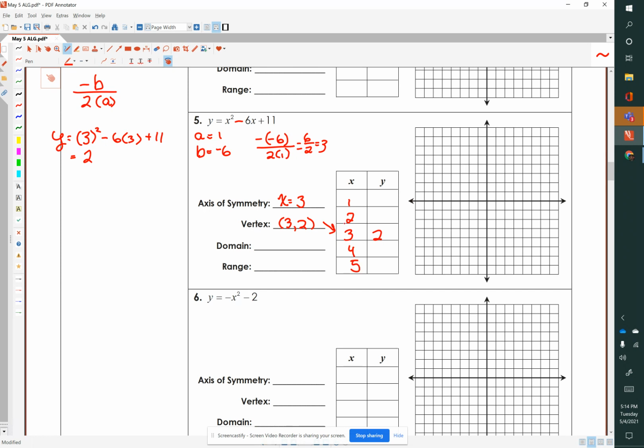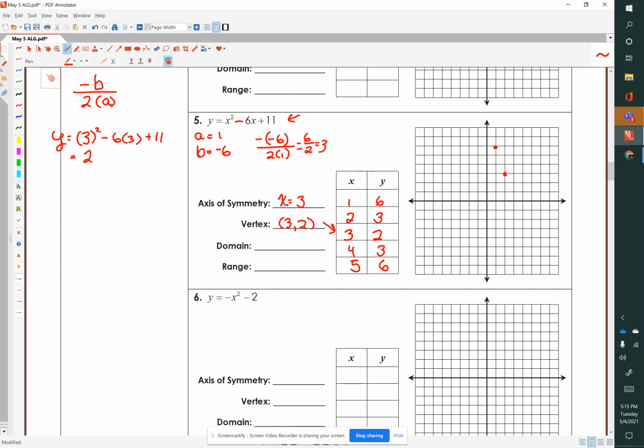And when we substitute 1 into this quadratic, we have a y value of 6. When we substitute 2, we have a y value of 3. When we substitute 4, we have a y value of 3. And when we substitute 5, we have a y value of 6. So let's plot those points. That's 1, 6, 2, 3.